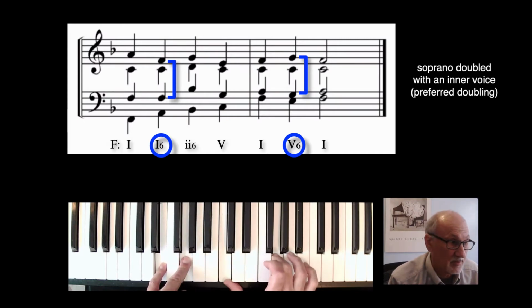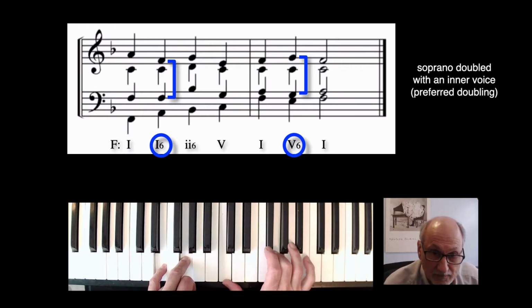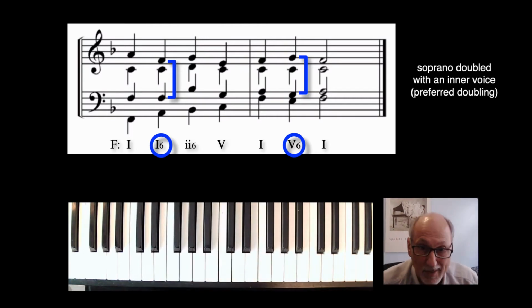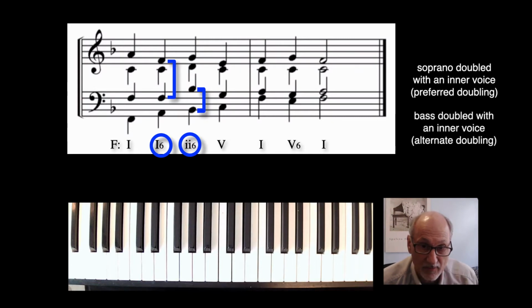Now, you don't always have to double it in the tenor, but in both of these cases, the soprano is doubled with an inner voice. This is always the preferred doubling for first inversion major and minor triads. Now, let's take a look at another one. The 2 chord that's the third chord of the first measure has the bass tone doubled with an inner voice.